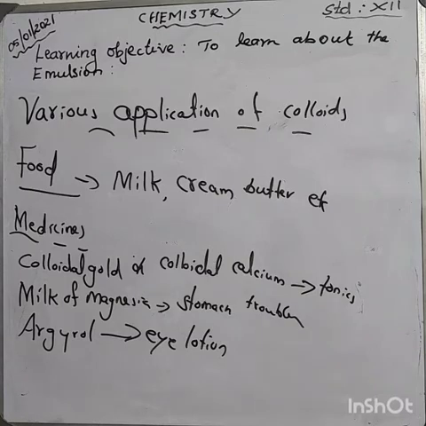Here, colloidal gold and colloidal calcium are used as tonics. And milk of magnesia, we are saying magnesium hydroxide, is used for stomach troubles. Next, argiol is used as an eye lotion. Silver salt protected by gelatin is known as argiol, used as an eye lotion.